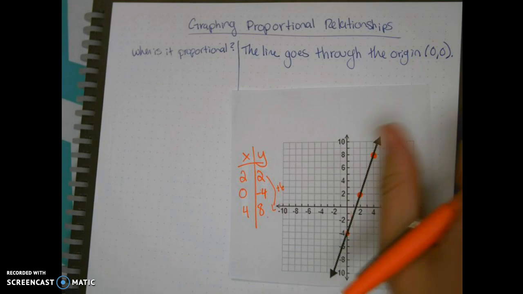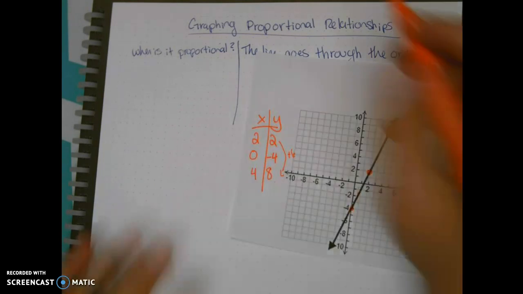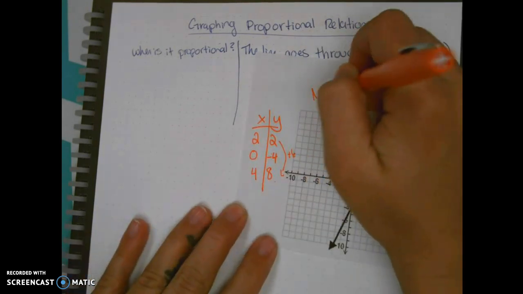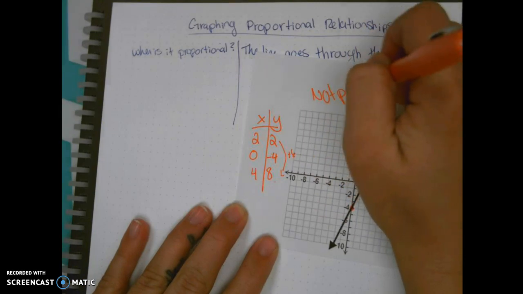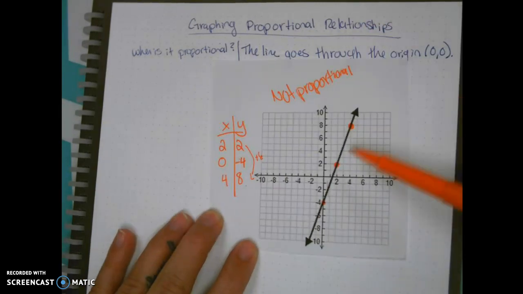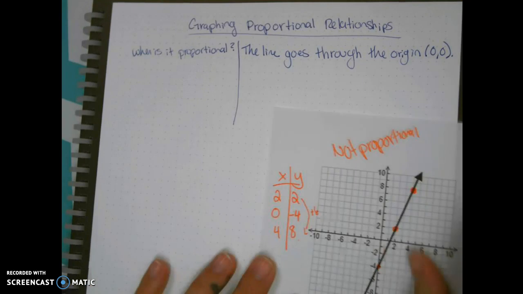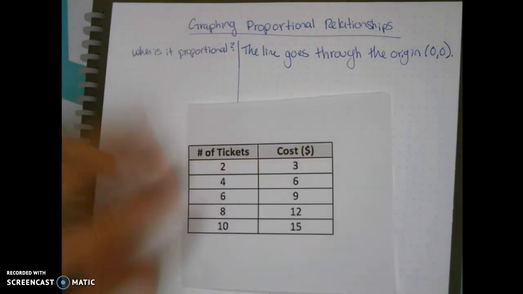Okay, so we're going to look at a different graph. So this is not proportional because it doesn't go through the origin. Okay, so let's look at a table now.